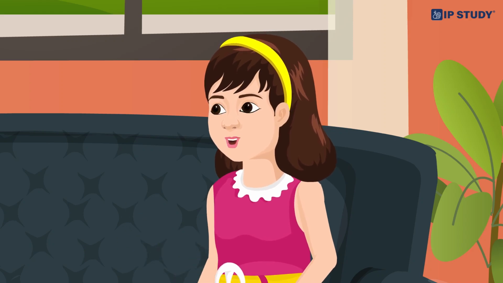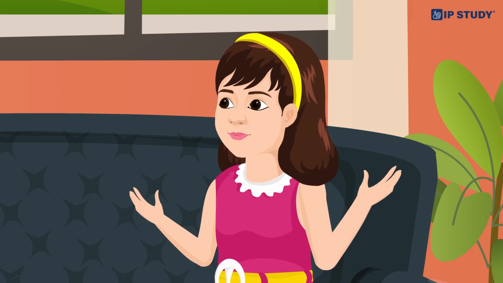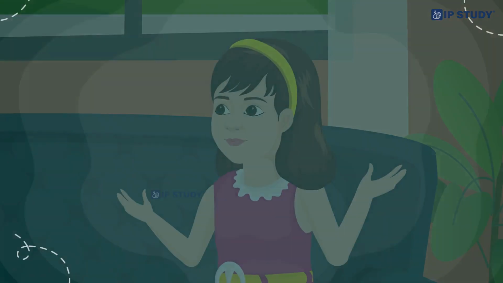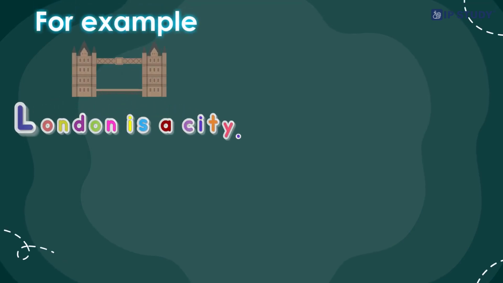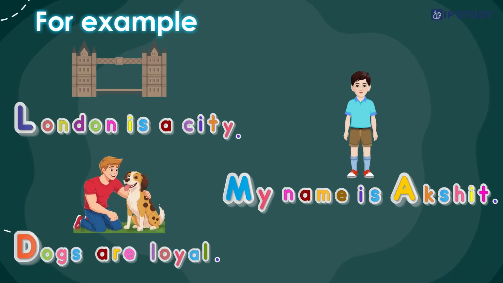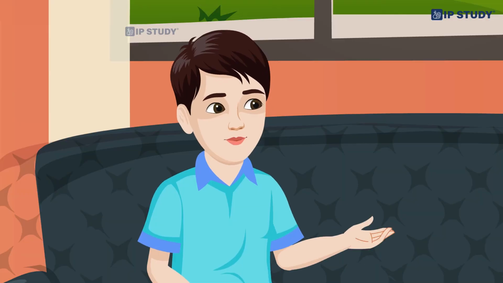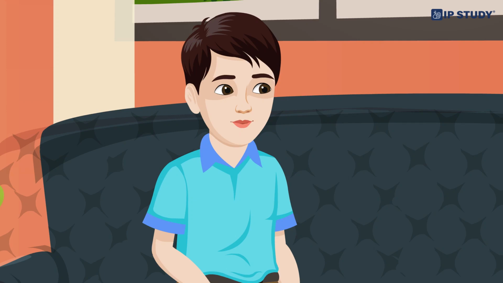Right. And sometimes we don't need any article, like with names or general stuff. For example, London is a city, my name is Akshit, or dogs are loyal. No article for names or general things. Exactly. English isn't so tricky, right?